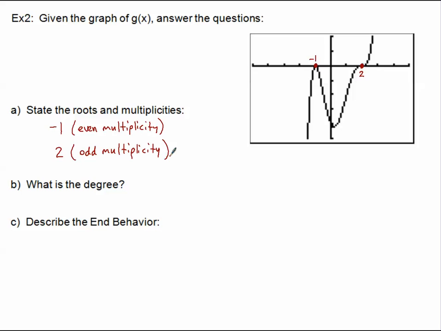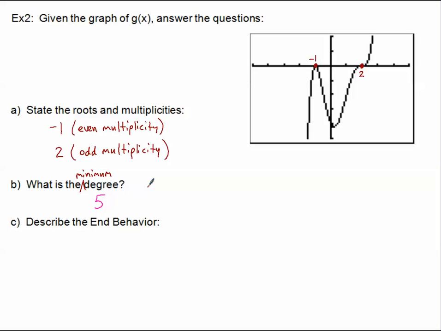When I'm answering the degree, I should probably say, what is the minimum degree? Because again, I don't have the equation, but I do know that there are at least 2 here, so that's 1, 2, and there are at least 3 here. So 1, 2, 3, 4, 5, that's the minimum degree, 5.